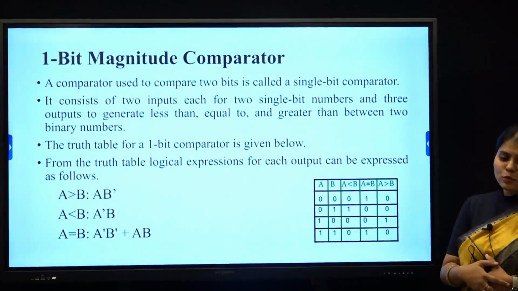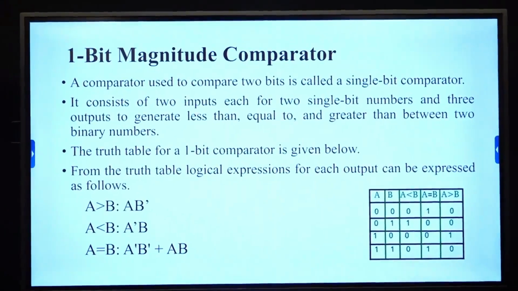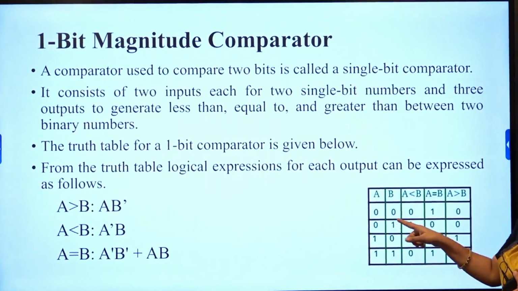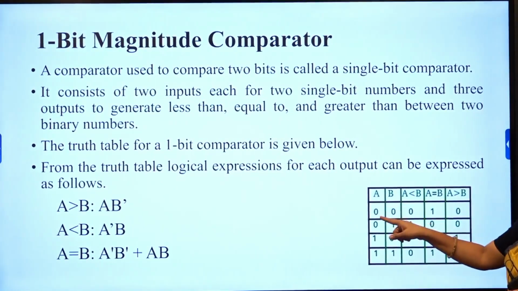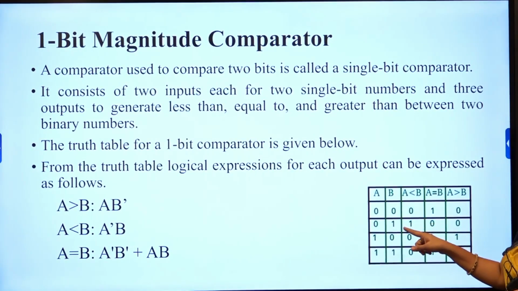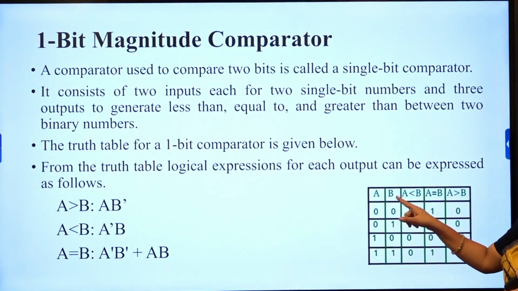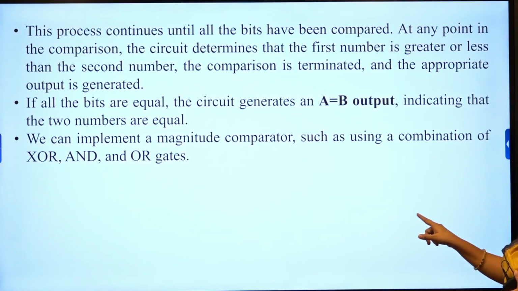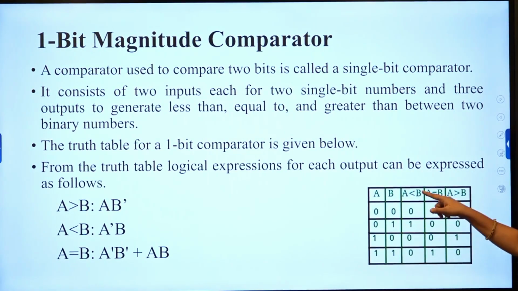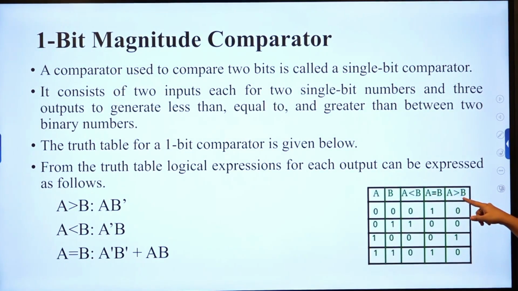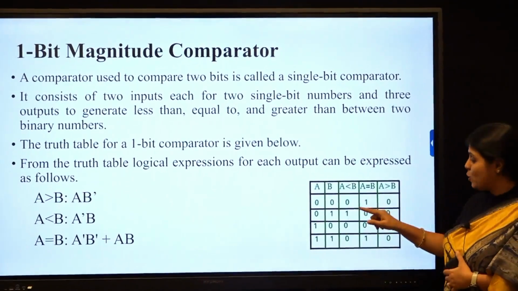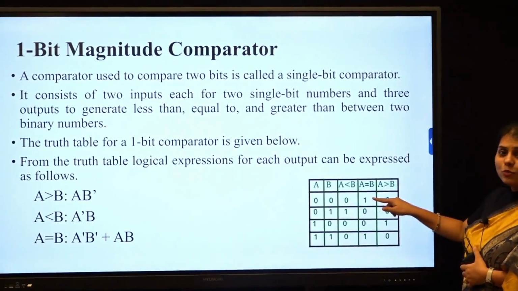This is an example of a 1 bit magnitude comparator. When I talk about 1 bit, each input has 1 bit. As you can see in the truth table here, the A input is of 1 bit and the B input is of 1 bit. So for 1 bit each for 2 inputs, I have 4 different combinations: 00, 01, 10 and 11, and the outputs are represented as A greater than B, A equal to B and A less than B. When I take the first combination, 00, both A and B are equal and hence the A equal to B output is high.